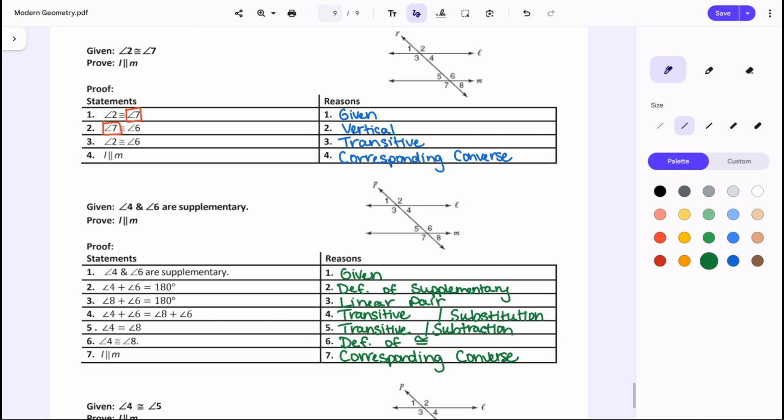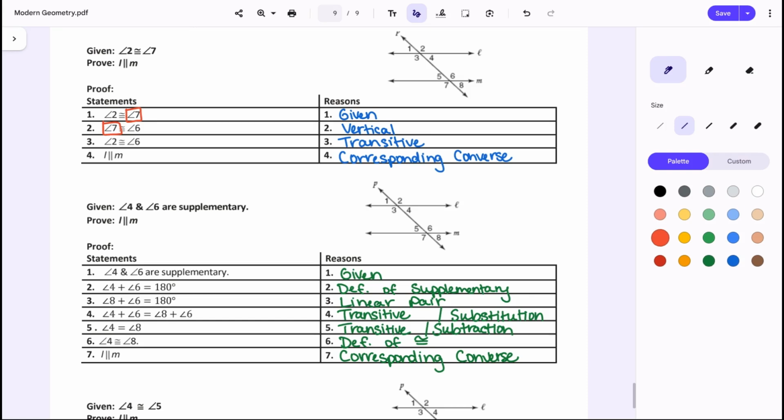When you're doing these proofs where you end with lines that are parallel, you're always going to end with the corresponding converse. So on a proof like this, if you recognize that you're trying to prove lines are parallel, you should be able to fill out the given, and you should be able to fill out the last statement because you're going to end with that corresponding converse. That's different than what we talked about yesterday, because yesterday we weren't proving lines were parallel. We were proving that angles were congruent to each other. And so we could have maybe gone about it differently, and you might have had different ending reasons.